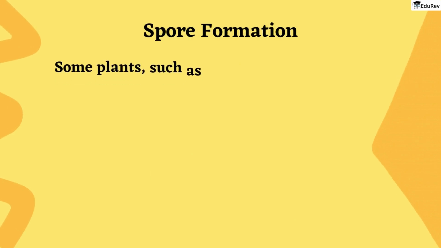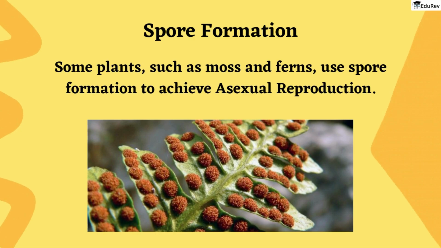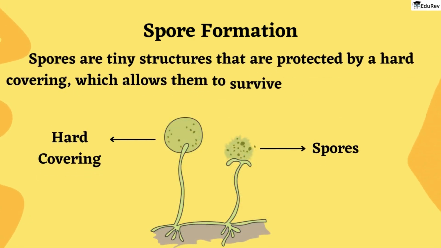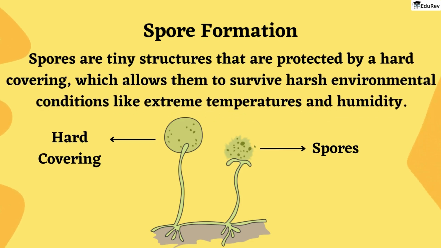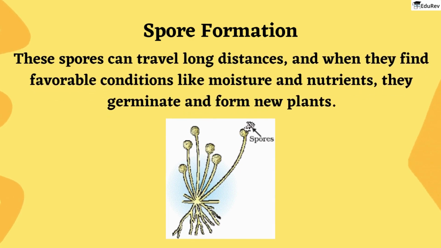Lastly, some plants, such as moss and ferns, use spore formation to achieve asexual reproduction. Spores are tiny structures that are protected by a hard covering, which allows them to survive harsh environmental conditions like extreme temperatures and humidity. These spores can travel long distances, and when they find favorable conditions like moisture and nutrients, they germinate and form new plants.